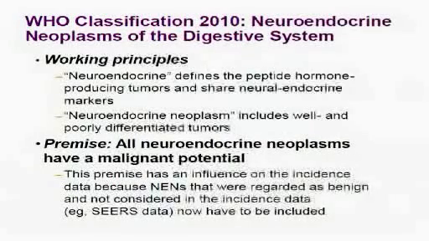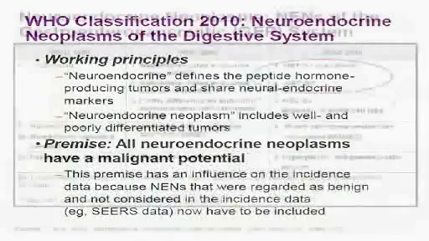The working principles are that these are diseases that are unique by their peptide producing tumors, and they share certain neuroendocrine markers. And they include both well and poorly differentiated tumors. That's important. I'll tell you why in a minute. And the premise is that all neuroendocrine neoplasms have a malignant potential. There are still people out there who say, this is a benign cancer. You don't have to worry about it.